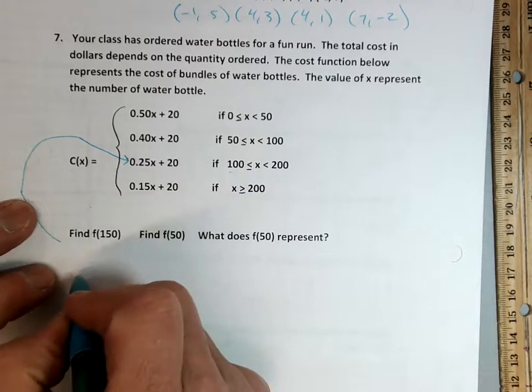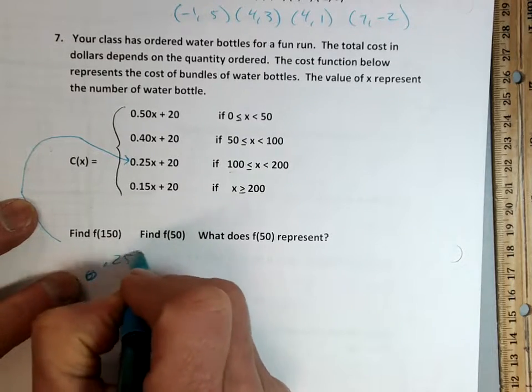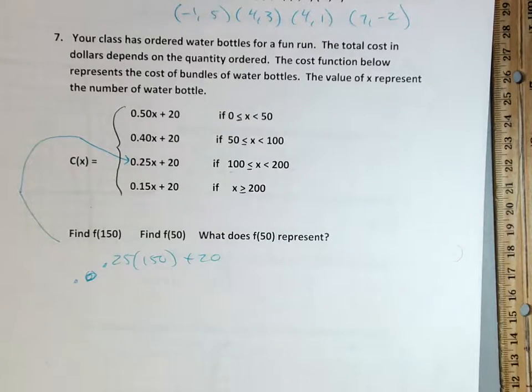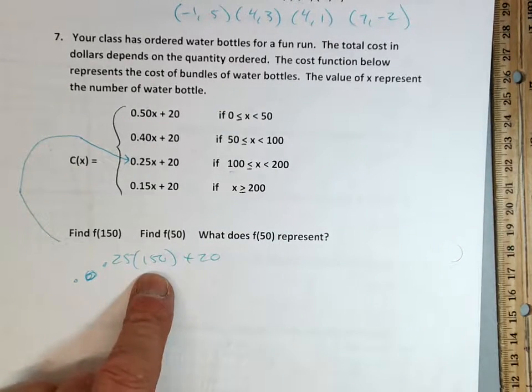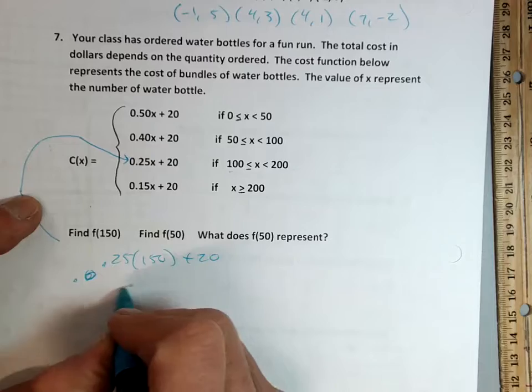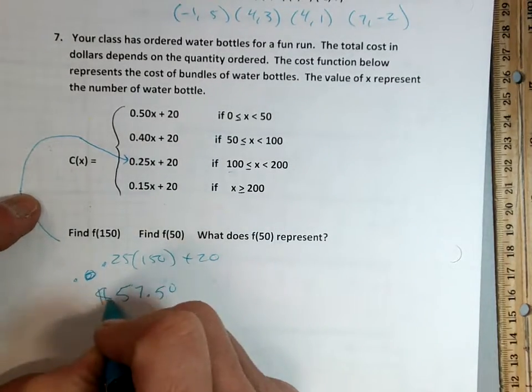So let's plug it in. So I'm going to have 0.25 times 150 plus 20. Let's see, what's that going to be? I don't know. Calculus, right? 0.25 times 150 plus 20. I got $57.50. Okay? Easy.